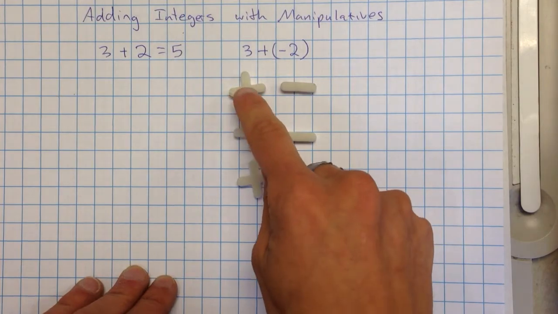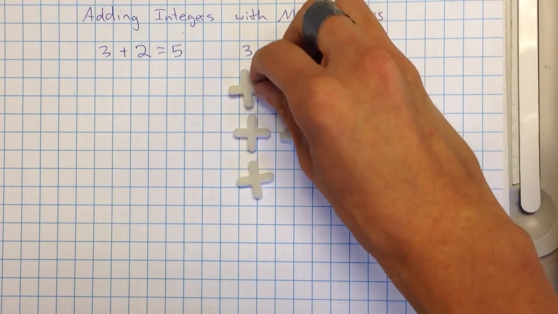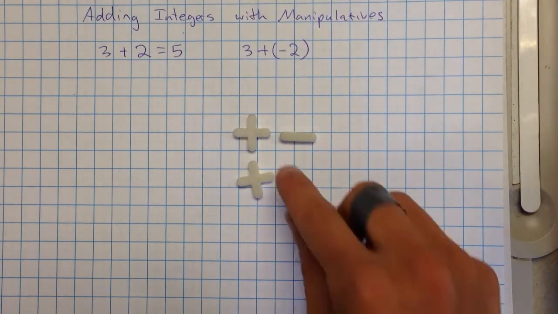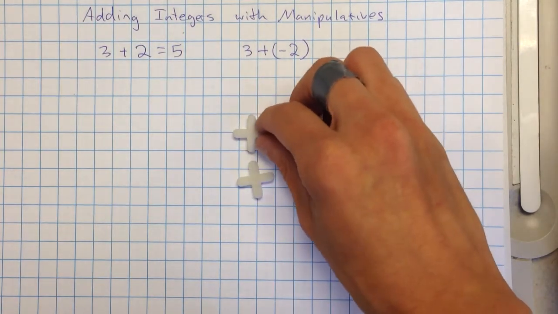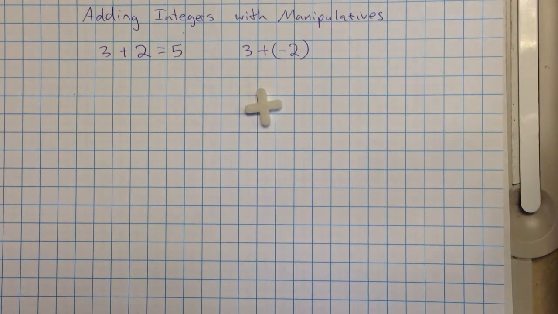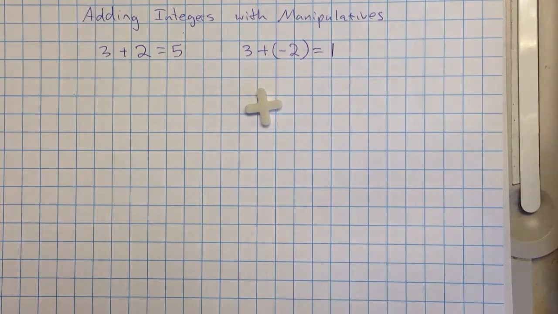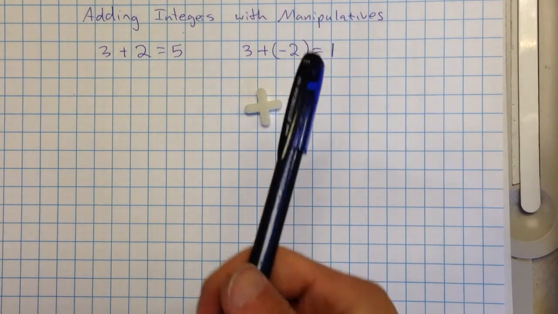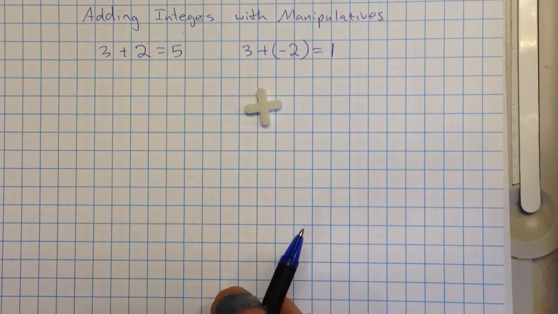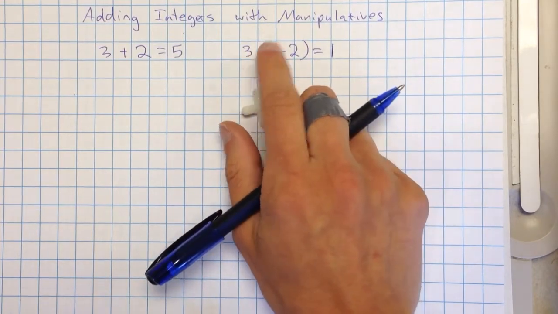Now I know that a positive and a negative equals 0. They cancel each other out. So I'm just going to take those and I'm going to wipe them off. I know that I have another positive and a negative. Those are going to wipe each other off. That leaves me with only a +1. So the answer to this problem is actually just going to be +1. I could prove that by doing this another way, using a number line, counting backwards 2 steps. I would see that that's my answer.